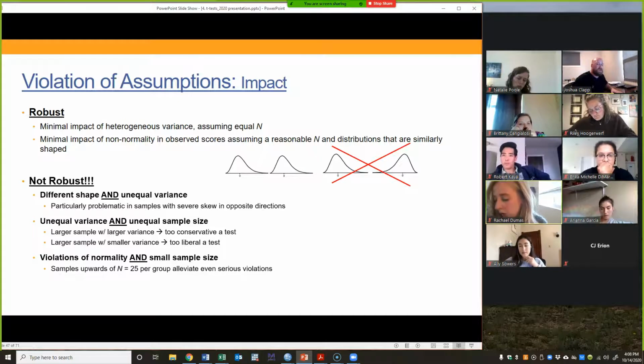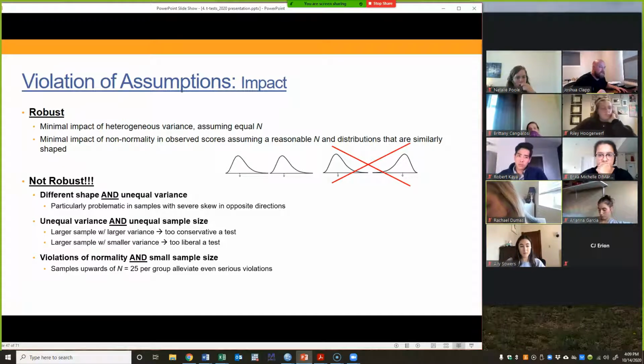Let's say I've got a sample of 90 and a sample of 15. Huge differences in my sample sizes. If the larger sample has a larger variance, I'm concerned that I'm going to have too conservative of a test.